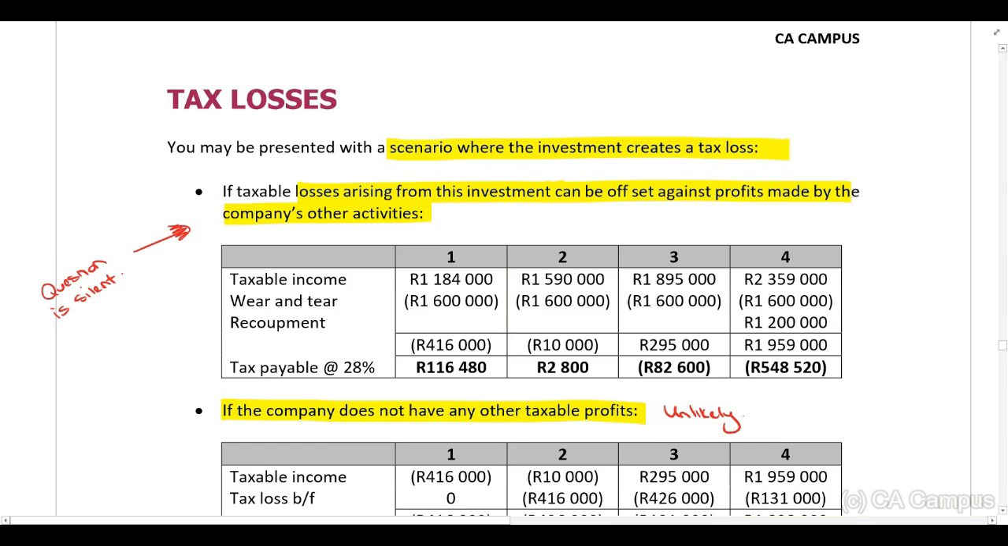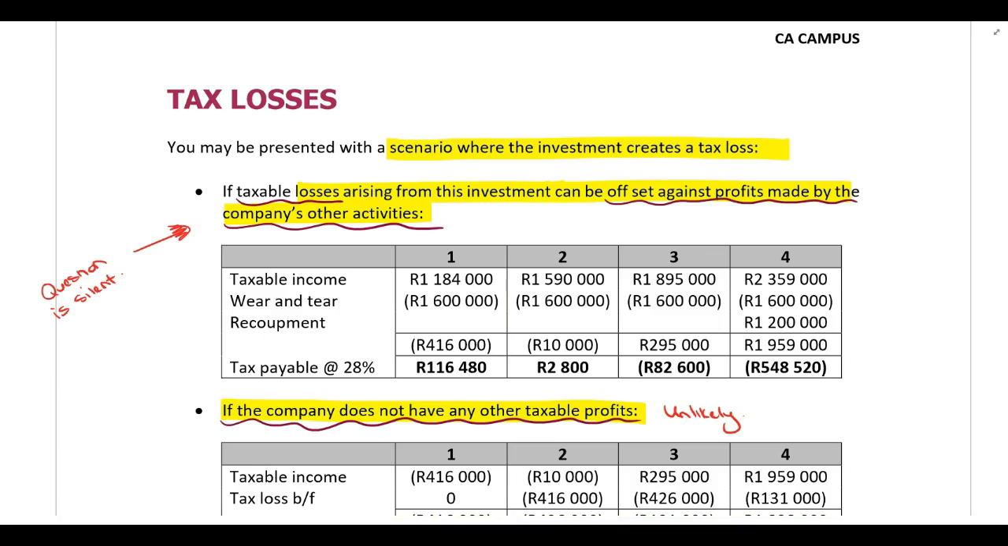This actual machine is going to create a tax loss. However, the loss can be offset against profits made by the company's other activities. Because it is very unlikely that you are going to be dealing with a situation where a company does not have any other taxable profits, meaning that the only tax that they're going to pay is the tax relating to this investment decision, and they don't have any other profits in their business. So what were they then doing before they decided to buy this new asset? So that's why I'm saying this is very unlikely.